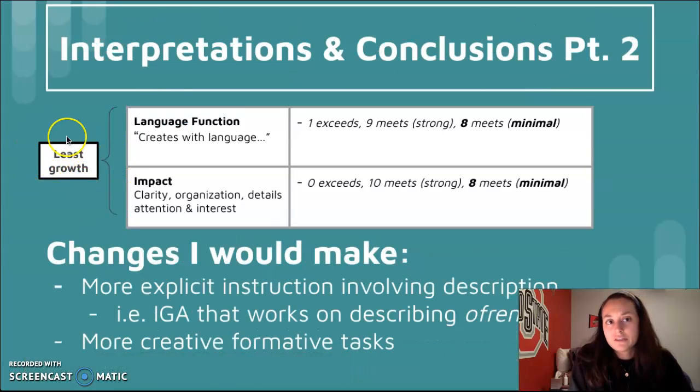The categories that showed the least growth were listed on the prior table, but I've honed in on them specifically. They were language function and impact.